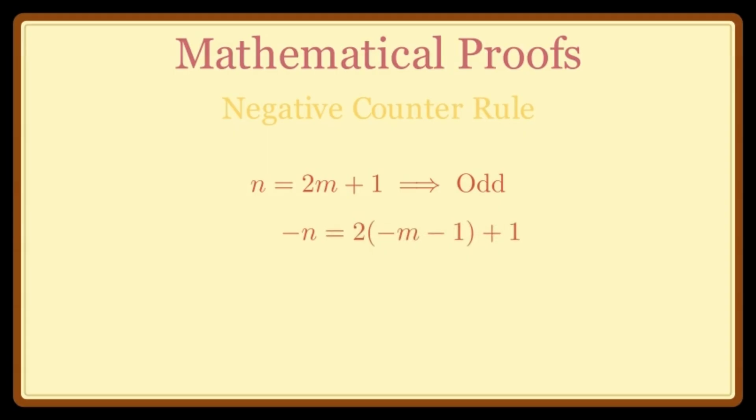Then we factor out a positive 2 from the first part. This leaves us with 2 times the group negative k minus 1, all with a plus 1 tacked on the end. Since the group inside the parentheses is just an integer, we have 2 times an integer plus 1. The parity stays exactly the same.